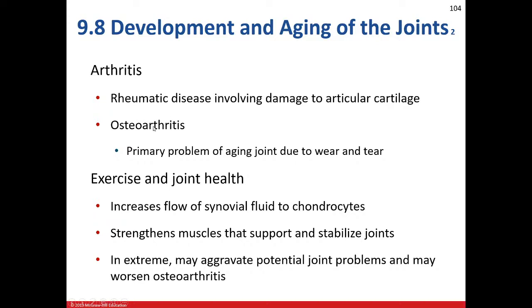Osteoarthritis is the most common form of arthritis. Rheumatic arthritis affects roughly 1% of the population, which is a lot of people, but not nearly as many as osteoarthritis. In the United States, which has a population of 330 million, that means that 3.3 million people will develop osteoarthritis. That's a lot of people.